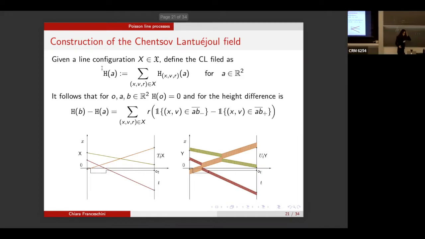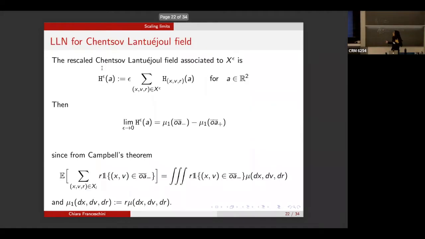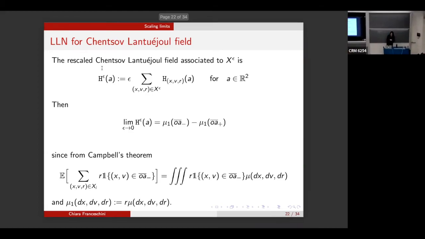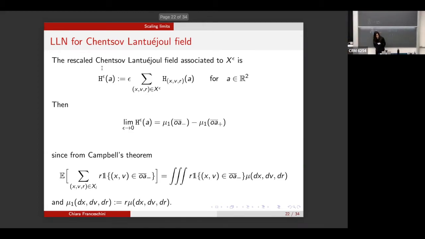Okay, and now let's go to the scaling limit. Now you have this H. You define the rescaled Chance of Lantejoule field, where you sum over the points of the rescaled Poisson process, and you multiply by epsilon. And then you basically have a law of large numbers for this object. So you let epsilon go to 0. I didn't put too many details of the proof.